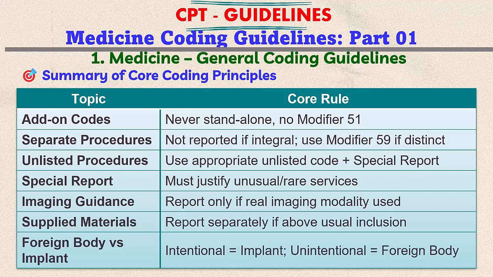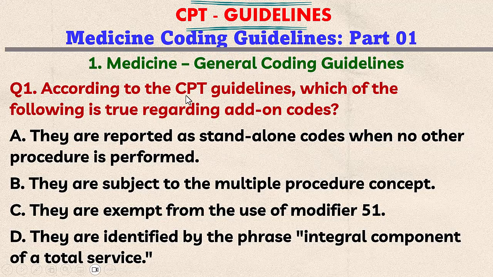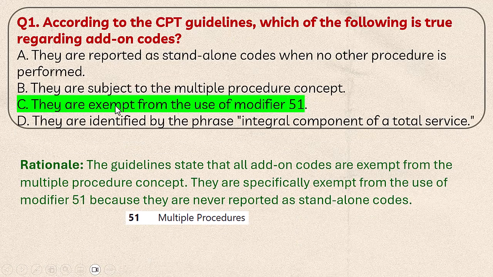So let's do 10 AAPC CPT exam type coding guideline questions. Question number 1. According to CPT guidelines, which of the following is true regarding an add-on code? A. They are reported as standalone codes when no other procedure is performed. B. They are subject to the multiple procedure concept. C. They are exempt from the use of modifier 51. D. They are identified by the phrase integral component of a total service. Think the answer. The correct answer is they are exempt from the use of modifier 51.